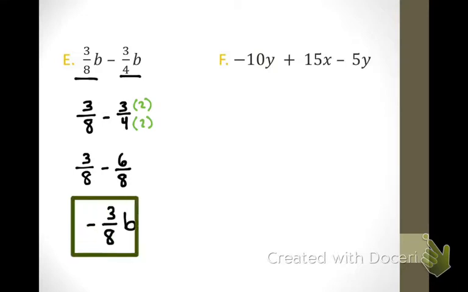Remind me again, guys, when you have a number next to a letter, what do I do to those two? Is that add, subtract, multiply, or divide? That means to multiply. So this is negative 3/8 times B. Okay? Let's go on to the next one.